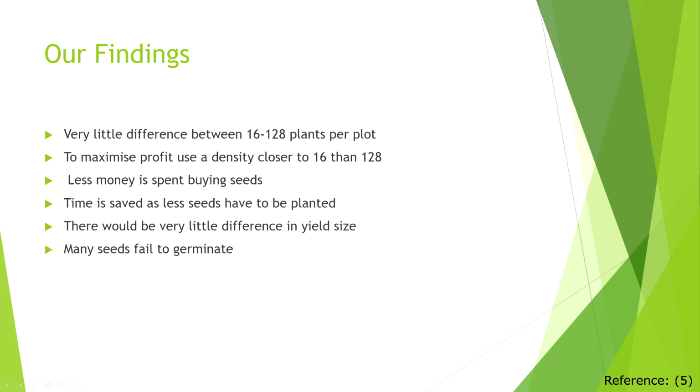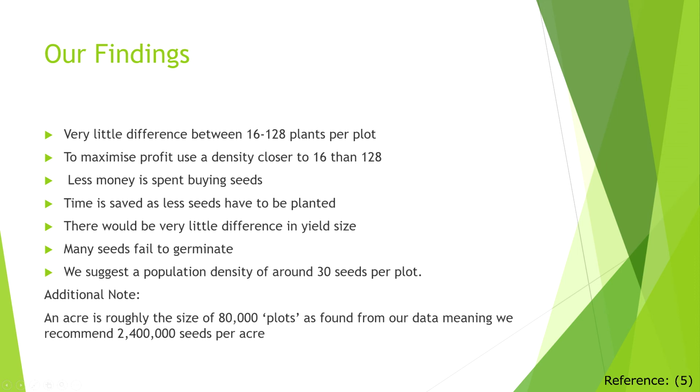In reality, many seeds will fail to germinate or will die at a very early stage. Research suggests that only 85% of seeds germinate, so to ensure that all resources are used up, we suggest a population density of around 30 seeds per plot, as this ensures the amount of plants per plot stays above this threshold of 16 without having unnecessarily large amounts of seeds planted for little effect.